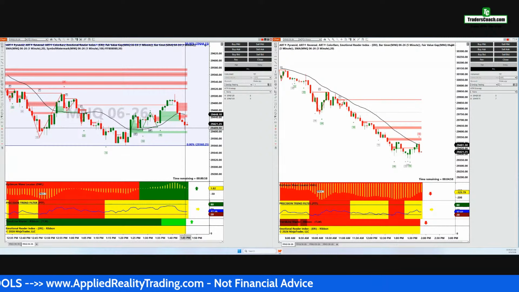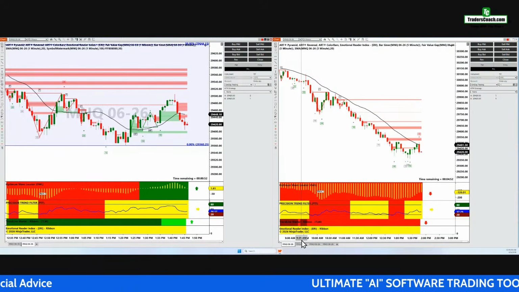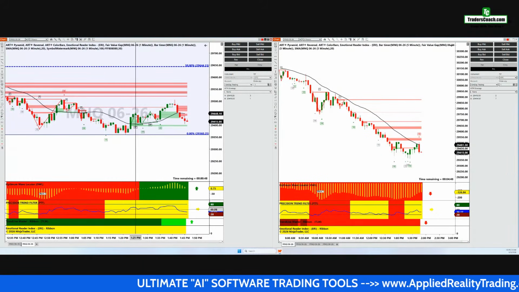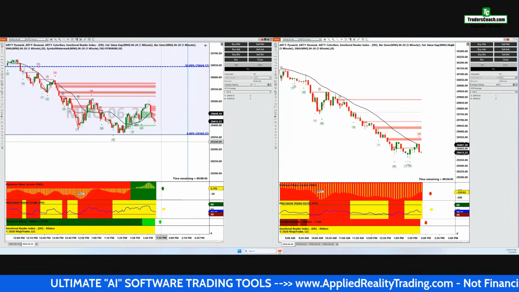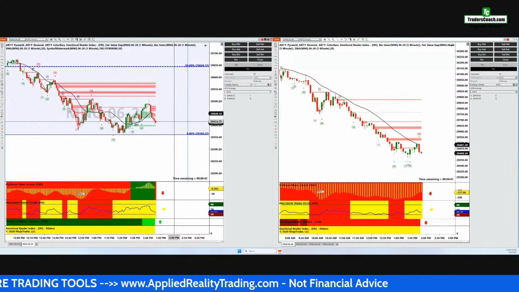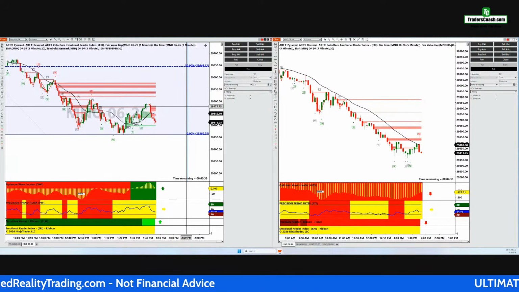Okay, we didn't close below it, but let's see what happens here. That's a bearish bar on the 5. And if this thing is going into a channel, then we've got to be very careful about not getting caught in all this back and forth stuff. And this is where you can get in trouble.